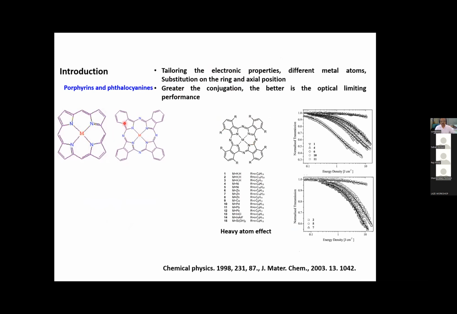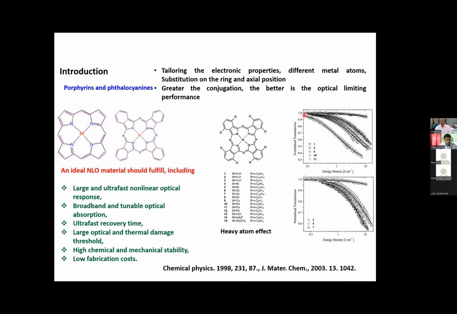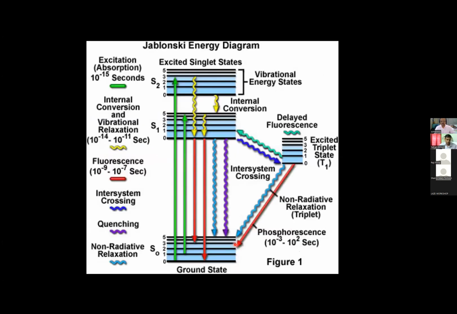The greater the conjugation, this pi conjugation is what I told you. Pi electrons are there. They respond very fast to the external laser field. That gives rise to optical limiting effects. So large, ultra-fast nonlinear response, broadband tunable response, ultra-fast recovery time, large optical damage, thermal damage threshold, good chemical and mechanical stability, and it's very easy to synthesize them, change them.